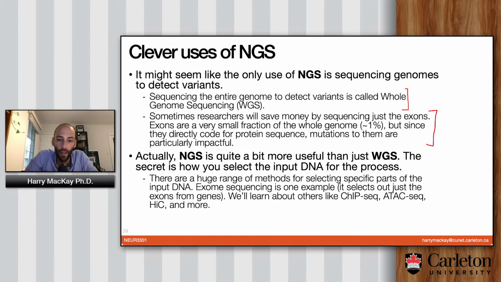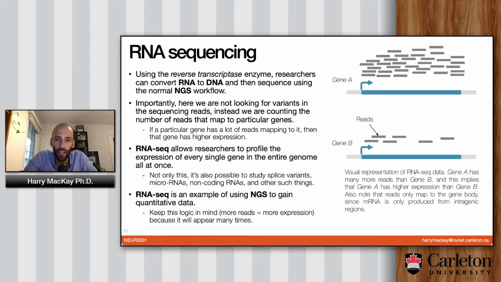There's also lots of other methods like ChIP-seq and ATAC-seq and whole genome bisulfite sequencing and Hi-C. We're going to talk about all of those in the future, but right now, your brain has had enough fun learning about just what next-gen sequencing is. Later on, we'll go into more about how you can use it for clever things in epigenetics. But one thing I will mention here, just to close out, is RNA sequencing.